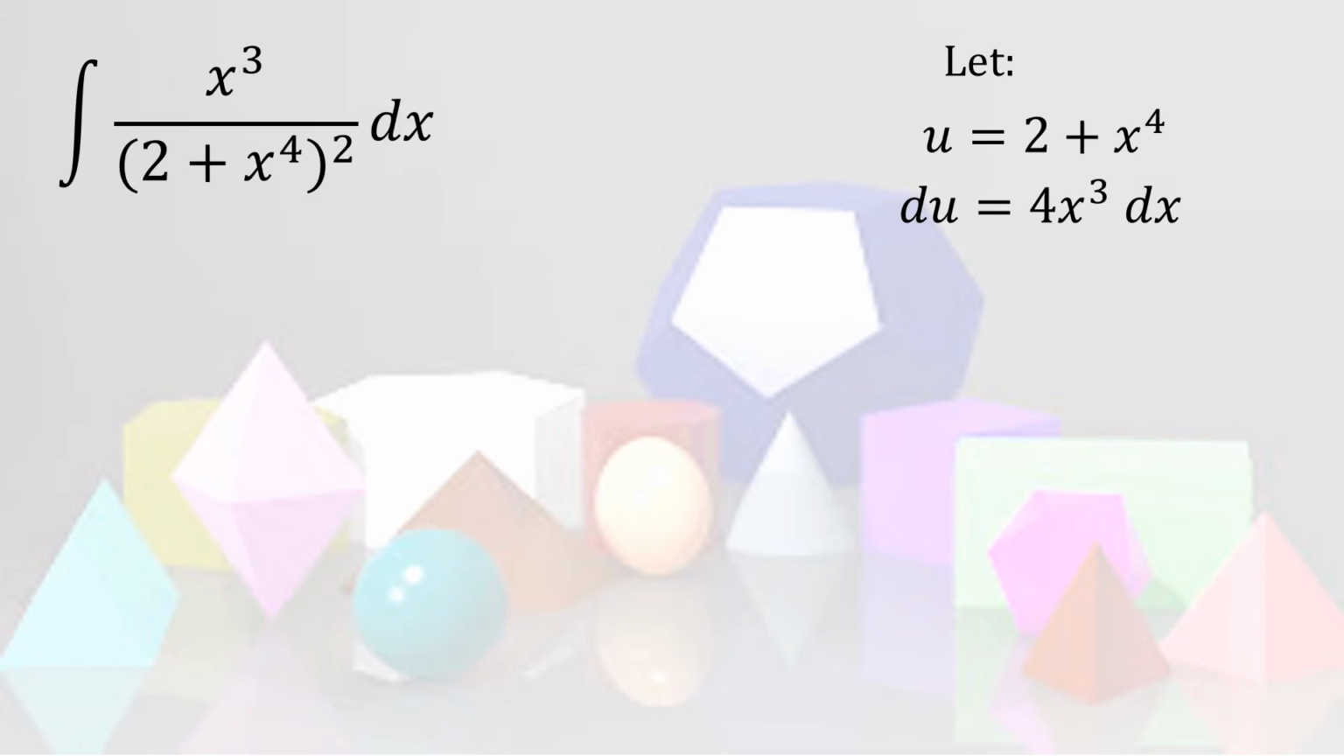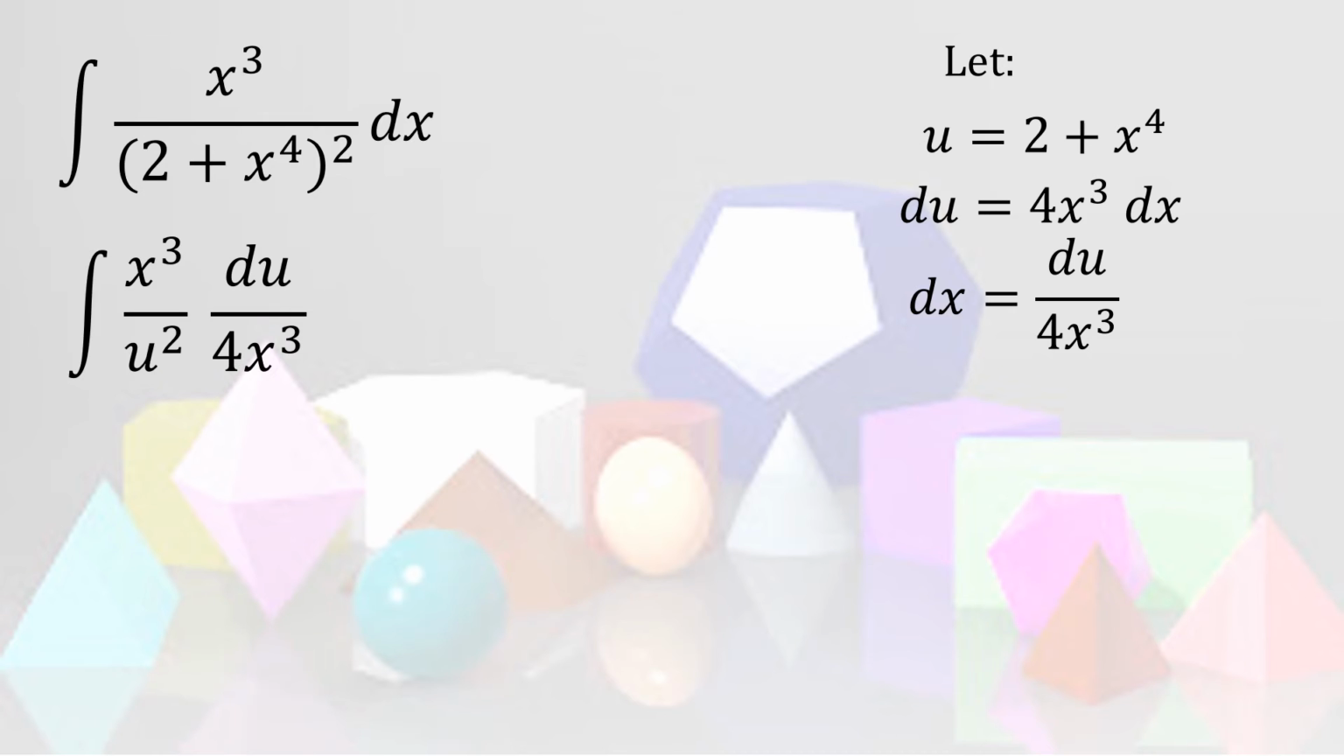And to find dx, we are going to divide both sides by 4x to the third. So we will be getting dx equals du over 4x to the third. Then we are ready to substitute all the values. So we will be getting the integral of x to the third over u squared du over 4x to the third. We can cancel x to the third and x to the third. It will become 1. Then the remaining will be 1/4 times the integral of 1 over u squared du.